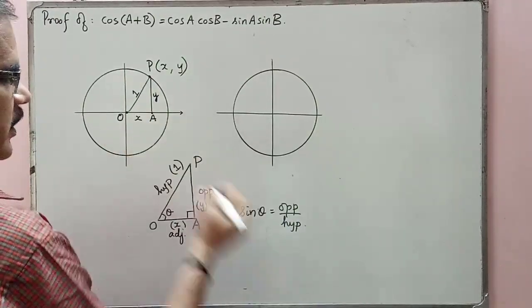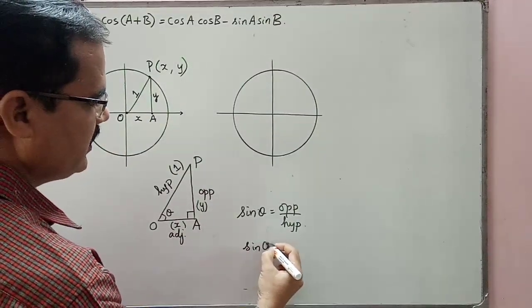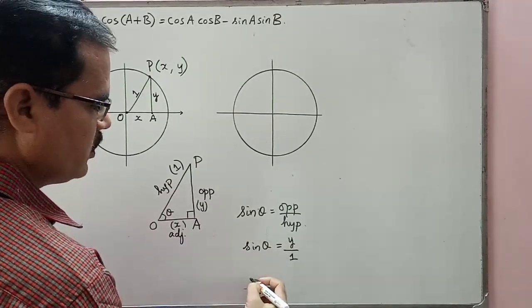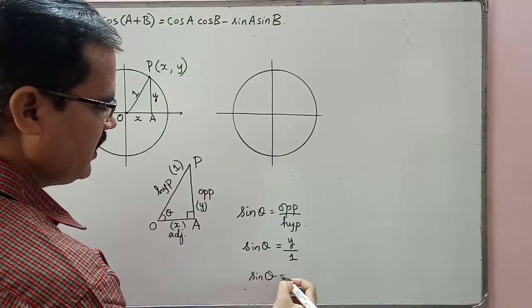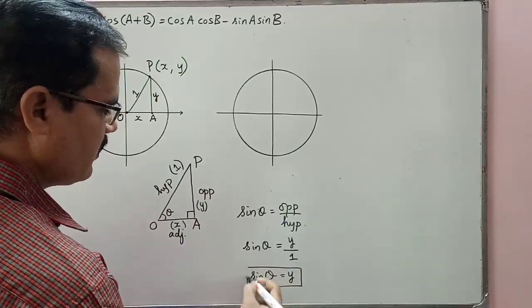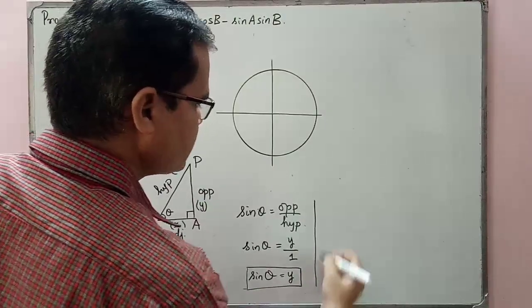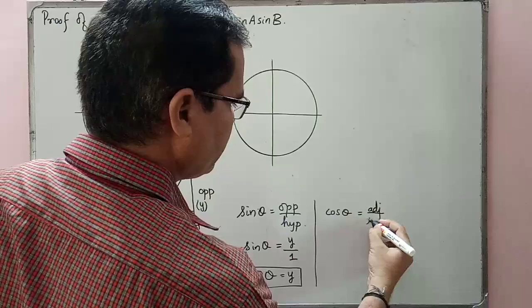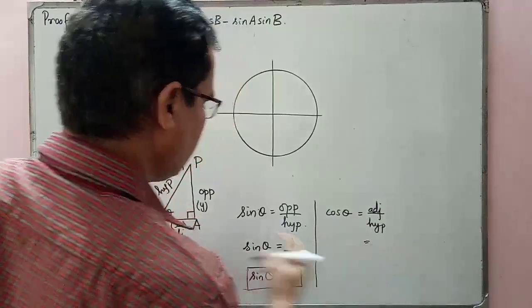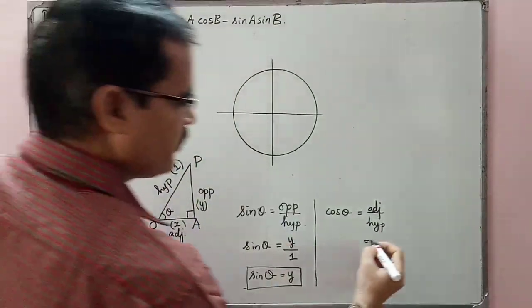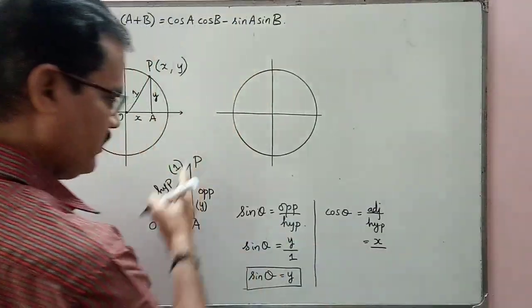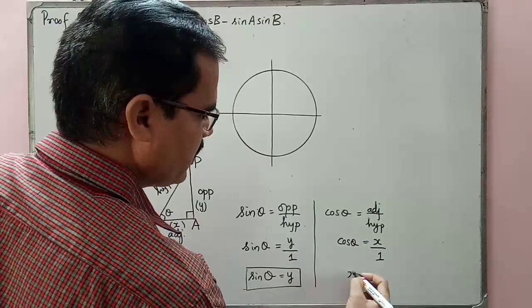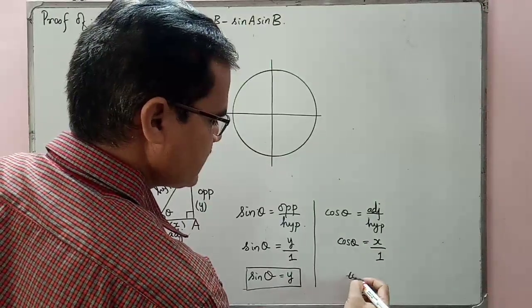Now, we'll write it. Sin theta equals opposite is y and hypotenuse is 1. So, hereafter sin theta is referred to as y. Similarly, you go for finding cos theta. Cos theta is equal to adjacent by hypotenuse. What is your adjacent? Adjacent is x. So, x by hypotenuse, again a unit circle, radius 1. So, cos theta is equal to x. I can write cos theta is equal to x.